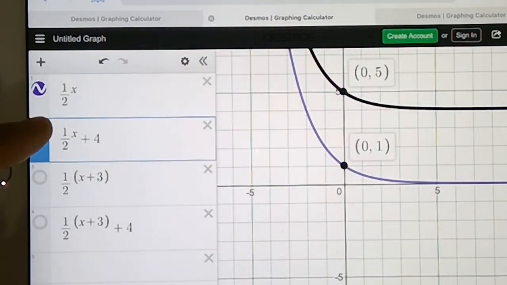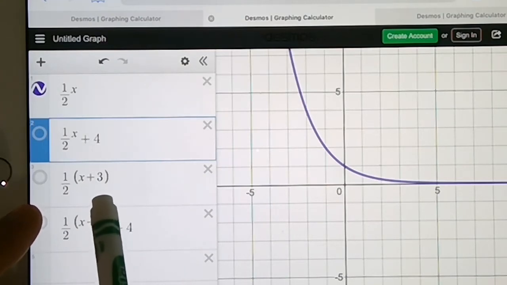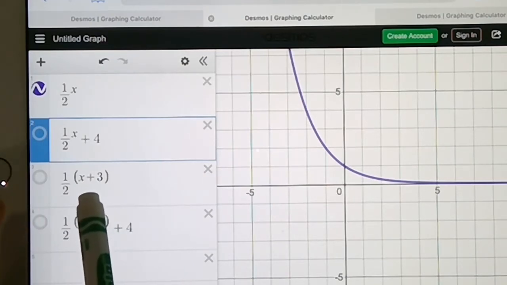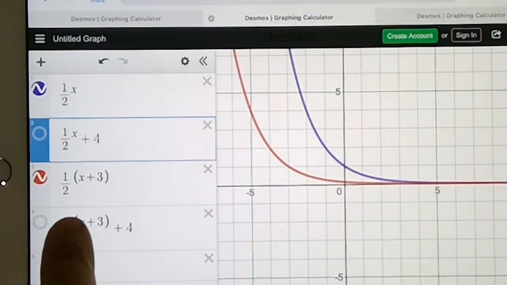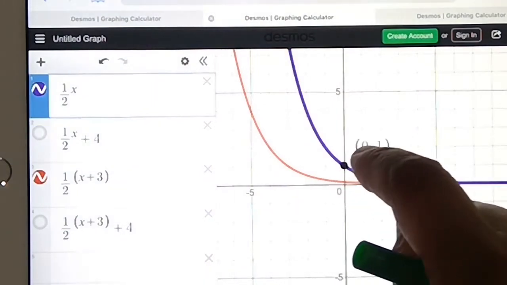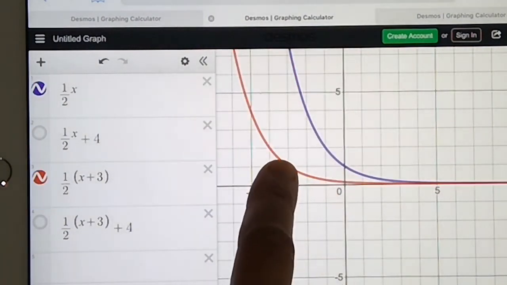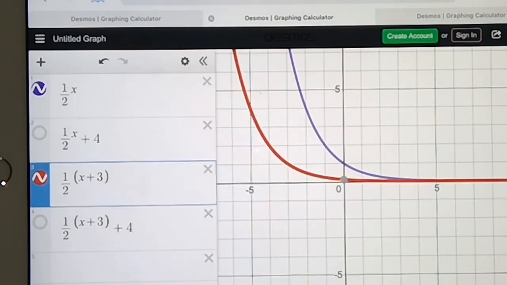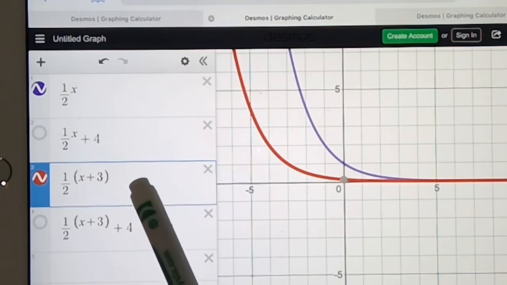Here we have +3 in the exponent. So in the exponent, again, that's going to shift us left-right, opposite of what we think. So in this case, it's going to take this point and shift you left 3 units. Okay, so it takes this point, shifts it left 3 units. Your asymptote is at 0 because there is no k value.